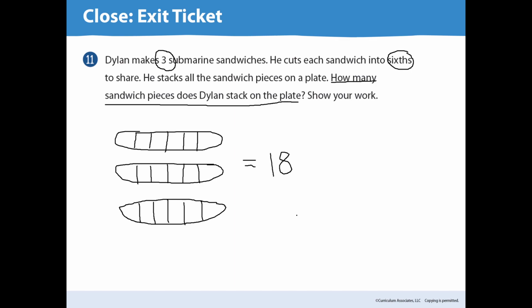So let's check with our equation. There's 3 sandwiches divided into 6ths, which is going to be, that's weird, 3 times, if I flip that around, 6, and we're going to get the same thing, 18 pieces.